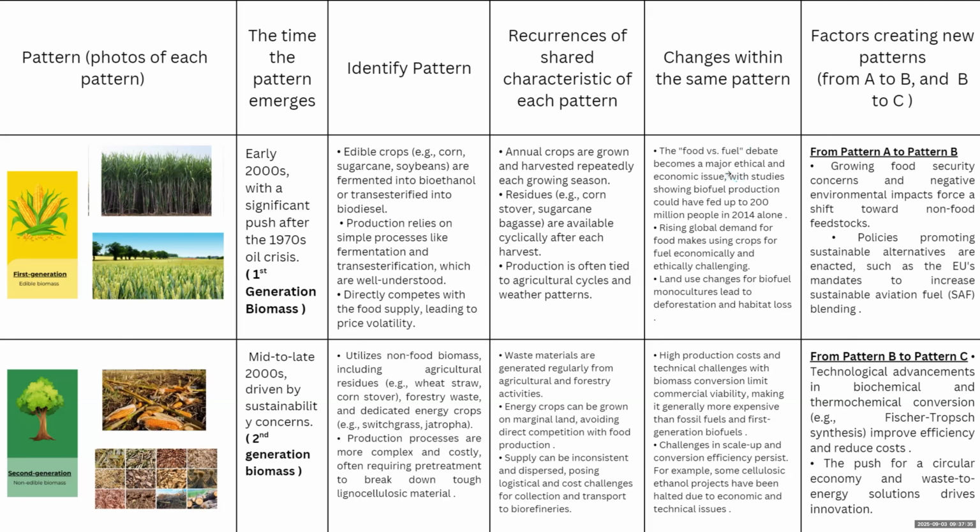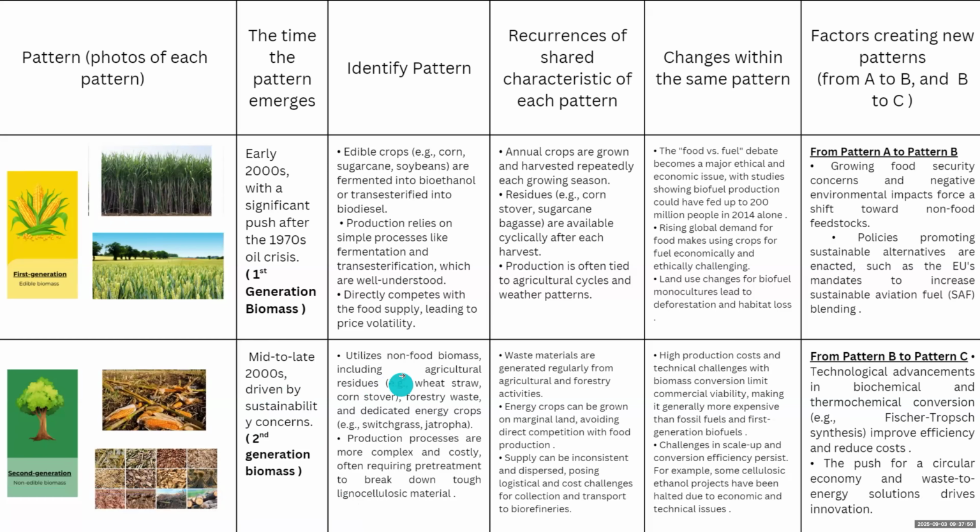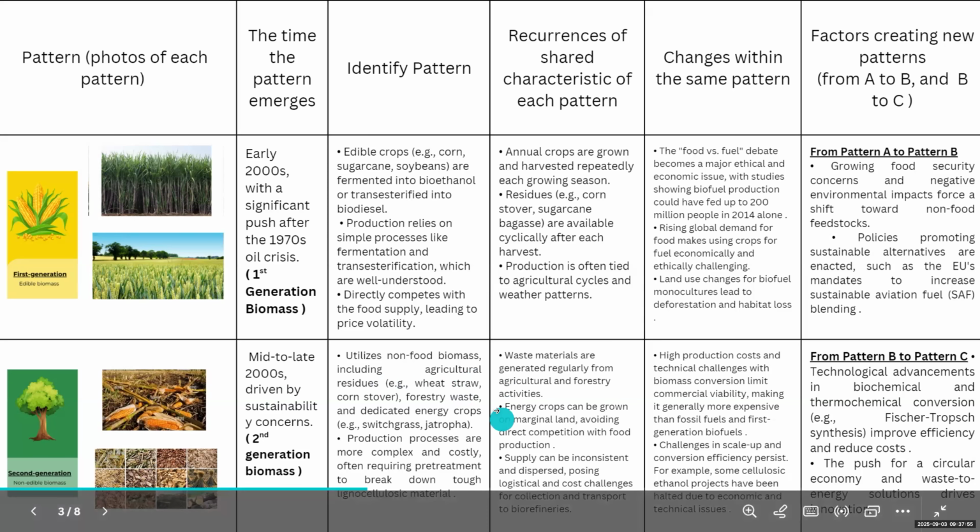That's why the pattern changed into the second generation, where people started using non-food biomass, such as agricultural residue. In that generation, they have high production costs and technological challenges for achieving a high conversion rate. So this pattern also changed into the third generation, which is pattern C.